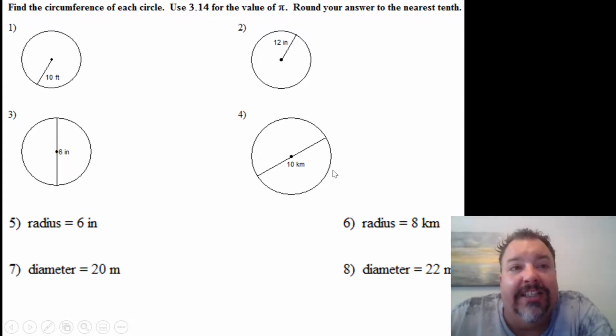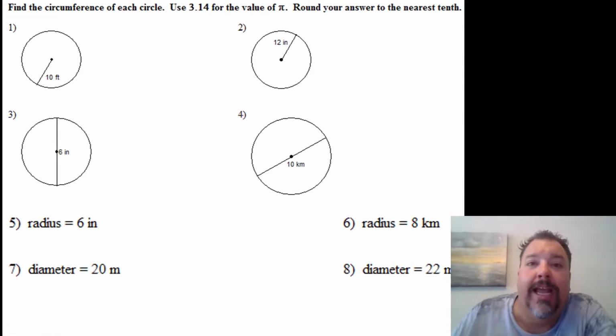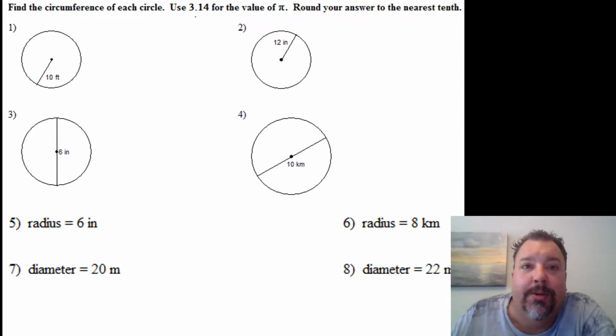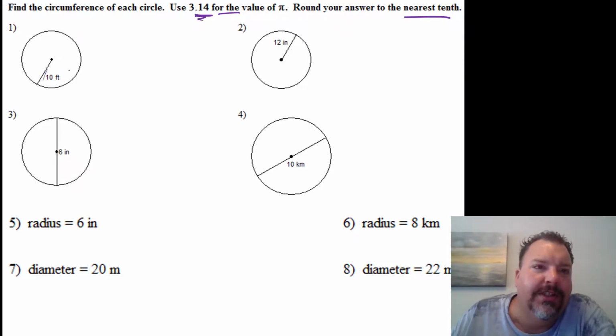All right, so you're going to have to find the circumference of each circle, and notice that sometimes I might ask you to use 3.14, sometimes I might ask you to use the calculator value for pi, so make sure you're aware of the directions here. And this one says round to the nearest tenth. So if I'm finding the circumference, I'm going to do 2 times pi times r.